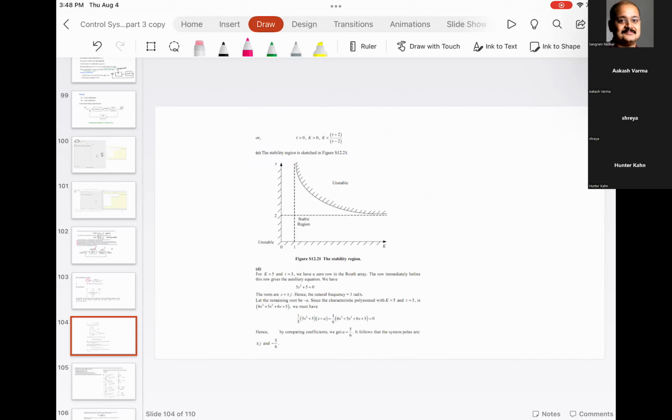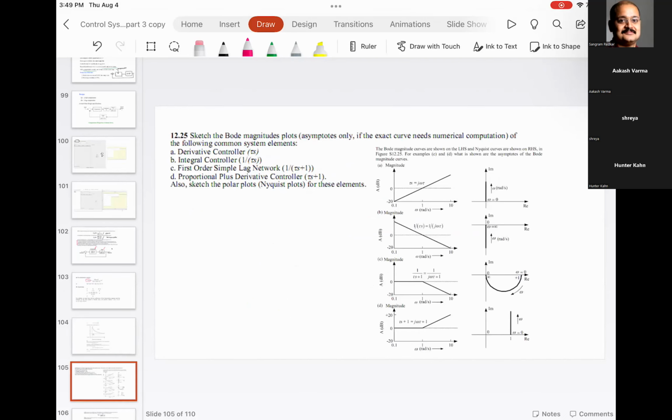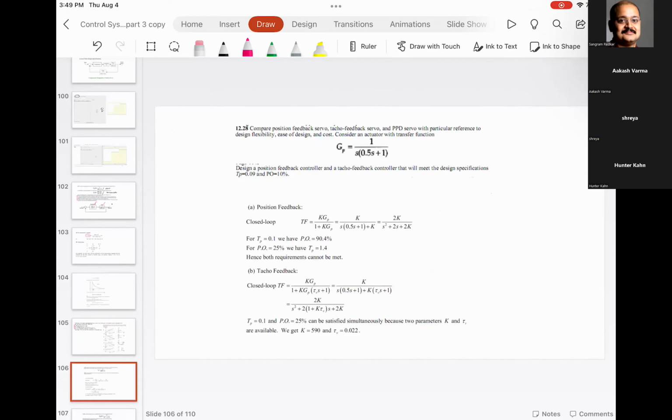I would encourage you to work this problem out using the Control System Designer or SISO tool and see what answers you get. The second thing is, in this particular problem, it is asking us to plot the Bode plot for the derivative controller, integrating controller, first order lag, and PID. In today's class, we worked out the derivative and the integrator. In the last class, we did the first order simple lag and the proportional plus derivative control. And you would notice these are the Bode plots for those systems.